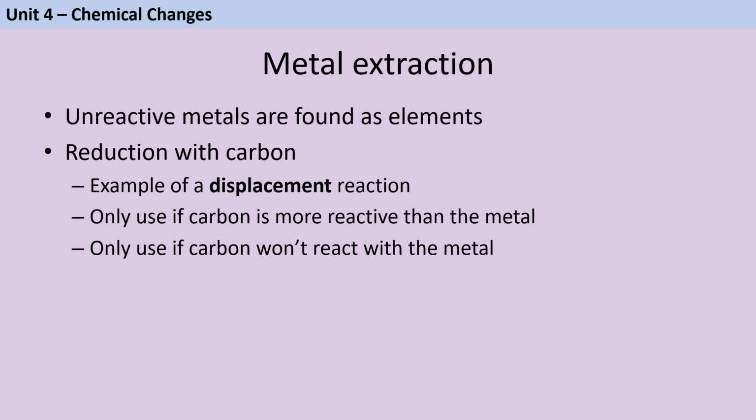A more reactive element can take the place of a less reactive element in a displacement reaction, but this cannot happen in reverse. Carbon is used for displacement of metals like copper or iron because unlike highly reactive metals like potassium, which could still displace them, it's cheap enough for this to be financially viable.